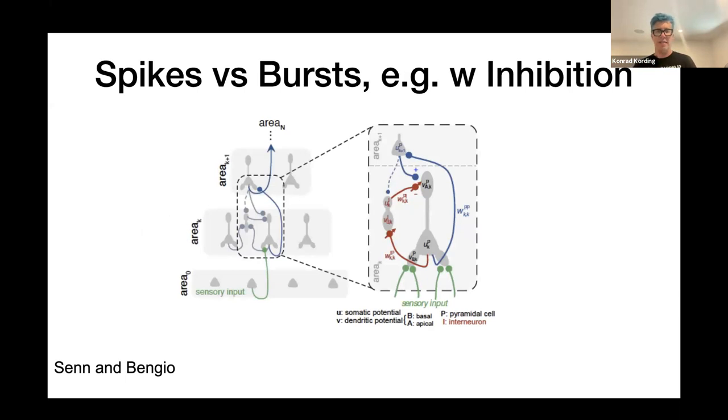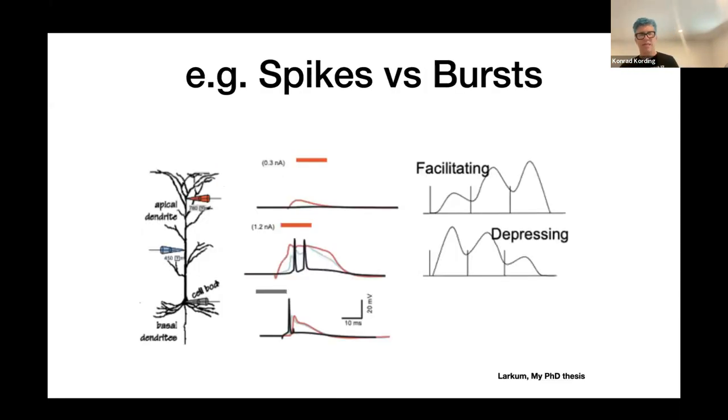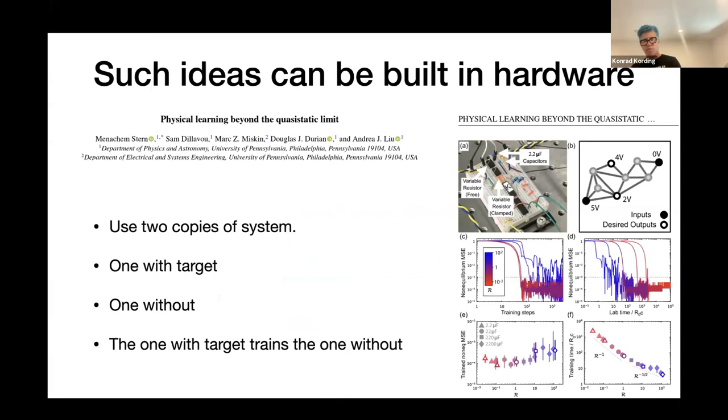My own PhD thesis a long time ago was about bursts, where a synapse can read them out, so facilitating versus depressing synapses. A lot of top-down connections go to layer one, where the apical dendrite is, and a lot of bottom-up connections go to the basal dendrite. And basically, we have the mechanisms that we'd need to produce these spikes in bursts. And I should briefly mention, such things can also be built into hardware.